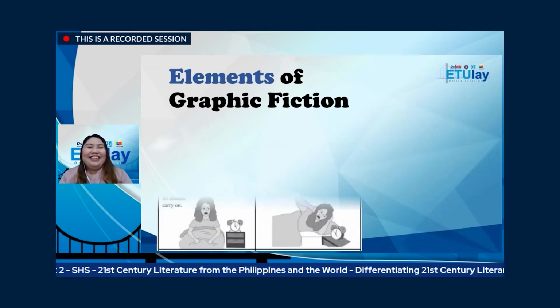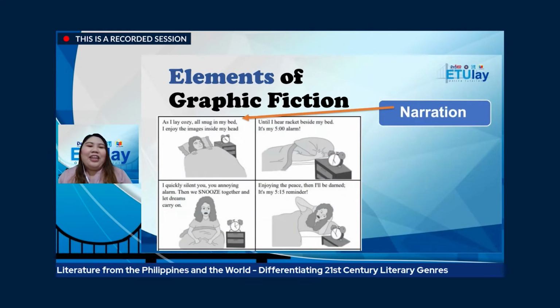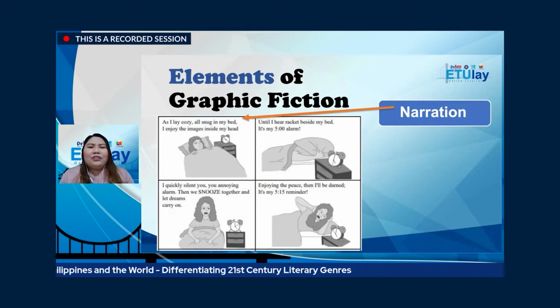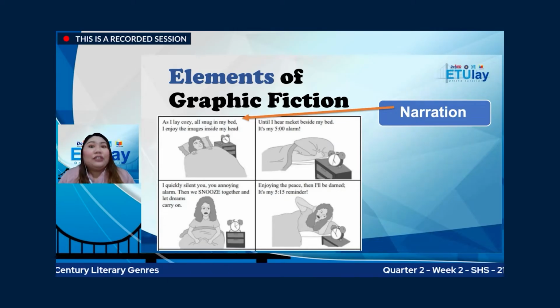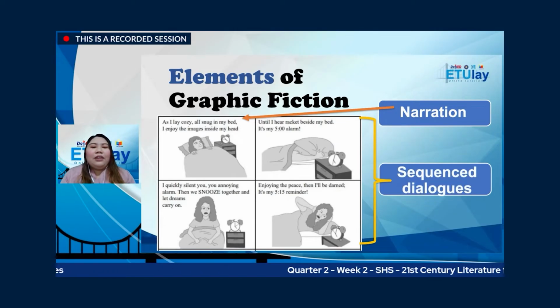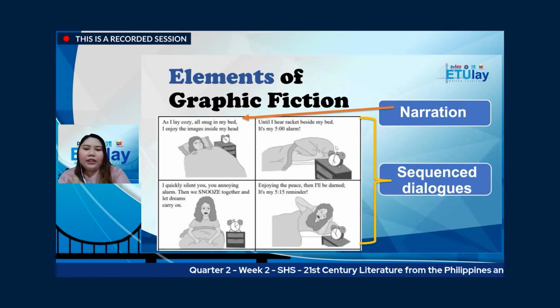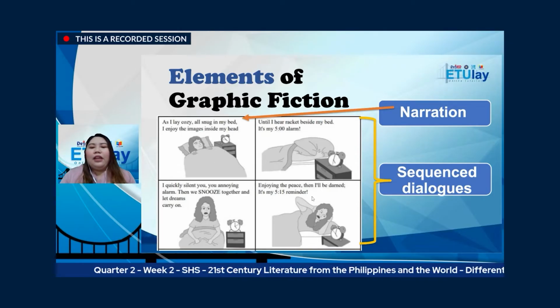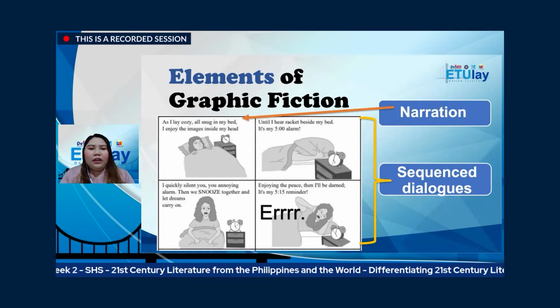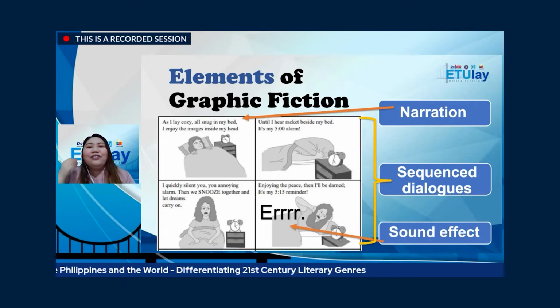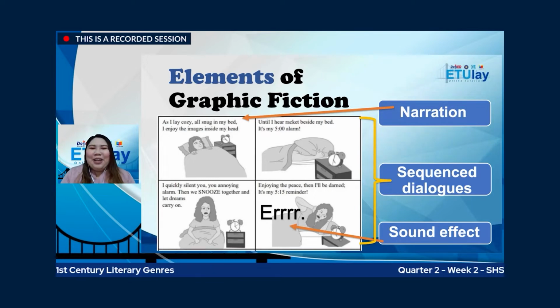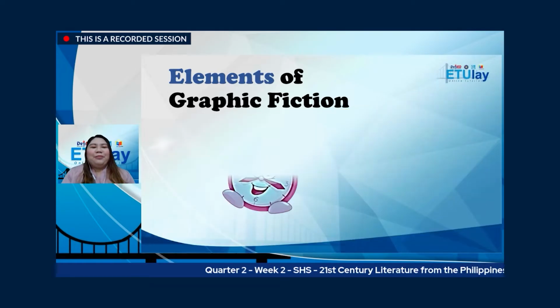Easy, right? Finally, we have the narration. As I lay cozy, all snug in my bed, I enjoyed the images inside my head. So that's just a narration. We also have sequence dialogue. So we can really see from left to right. We're seeing the sequence. Okay. And what if I said I add there, or wah and all? Those are actually called the sound effect. Okay, as if we're hearing the sound, but we're only seeing it on paper or on the manuscript.